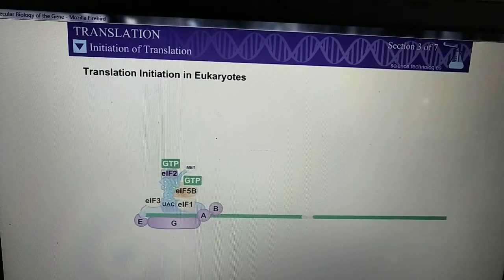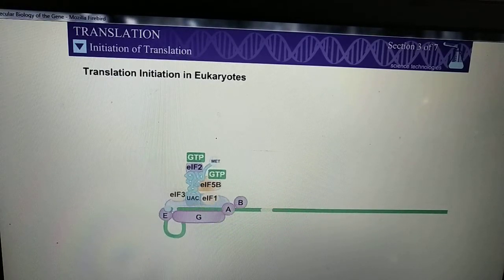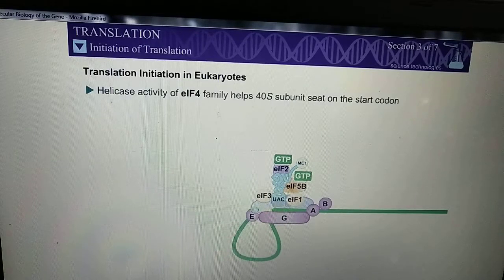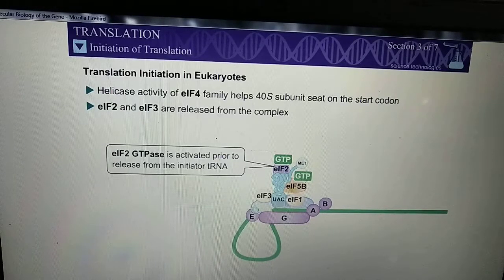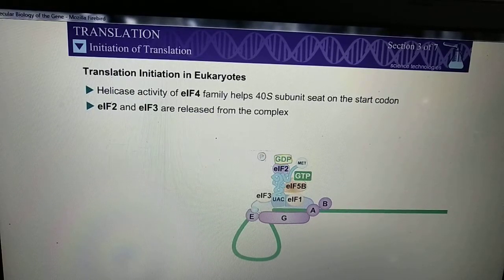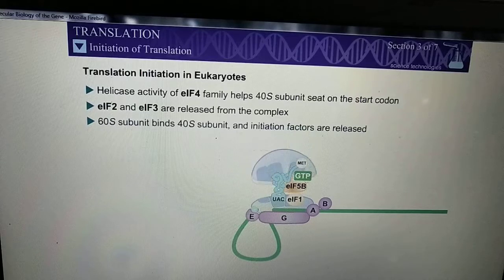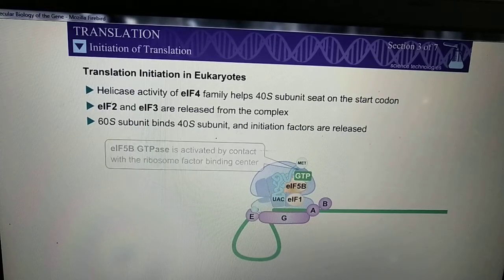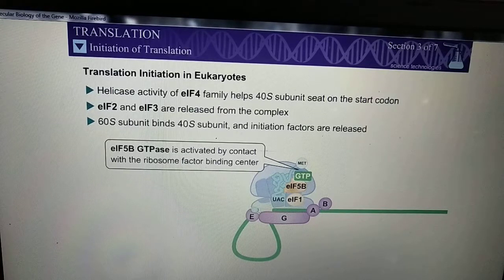Once bound, the 40S subunit scans along the message, aided by the eIF4F helicase activity, until the anticodon of the initiator Met tRNA recognizes the AUG start codon on the mRNA. eIF2 and eIF3 are released from the complex, and the 60S large subunit completes the ribosome. The remaining initiation factors are released after large subunit binding stimulates the eIF5B GTPase activity.